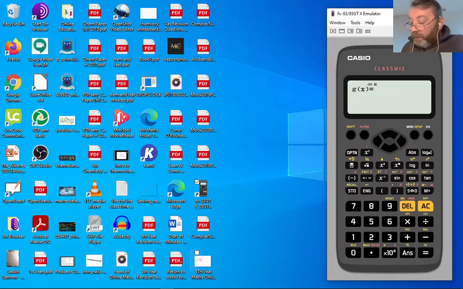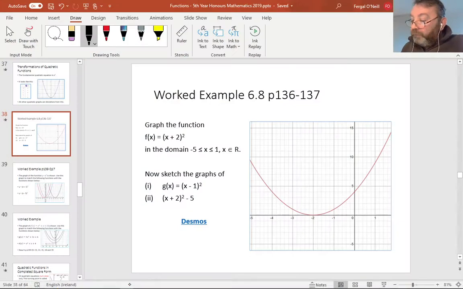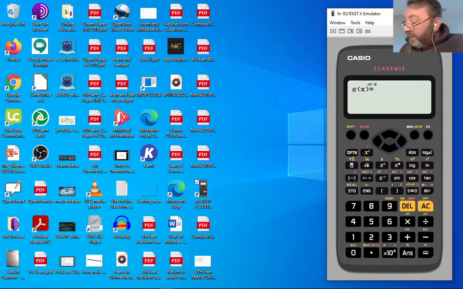Press equals. Now, what did it tell me it wanted to work with? In the domain, oh, it's x plus 2, I'll change that in a second. In the domain, minus 5 to 1. Okay, so we don't need a second function. So just press equals to carry on. Actually, what I'm going to do, I'm going to go back and delete that and put in a different function. So menu 1 and then menu 3. Okay, so back into your table. Now, it's x plus 2 to be squared. So bracket alpha x plus 2 to be squared.